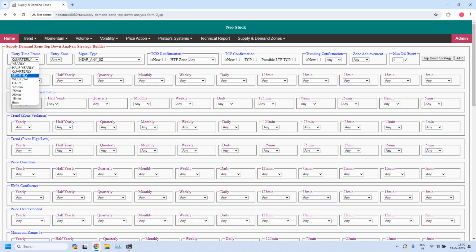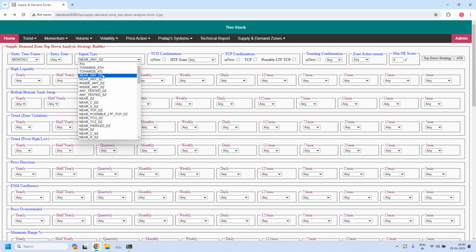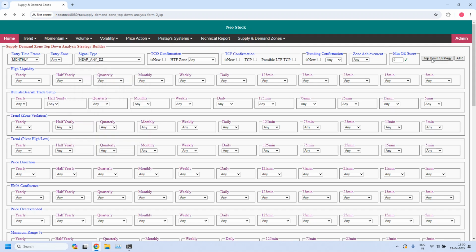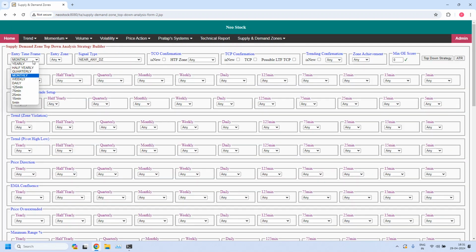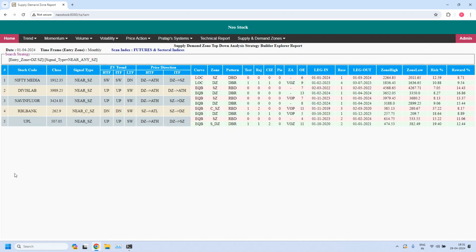So let me go back. Changing the time frame to monthly, and let us find the stocks near monthly demand zone. So these 7 stocks are filtered near to the monthly demand zone. I am going back. For monthly time frame, let us find the stocks near monthly supply zone. So these 5 stocks are filtered.